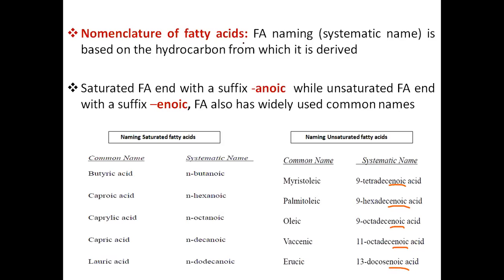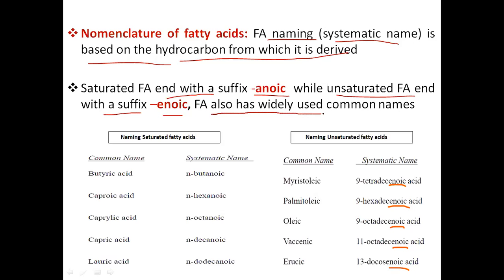Nomenclature of fatty acids. The systematic name is based on the hydrocarbon from which the fatty acid is derived. Saturated fatty acids end with the suffix anoic, while unsaturated fatty acids end with the suffix enoic. Common names are also widely used, but the nomenclature is based on the systematic name.